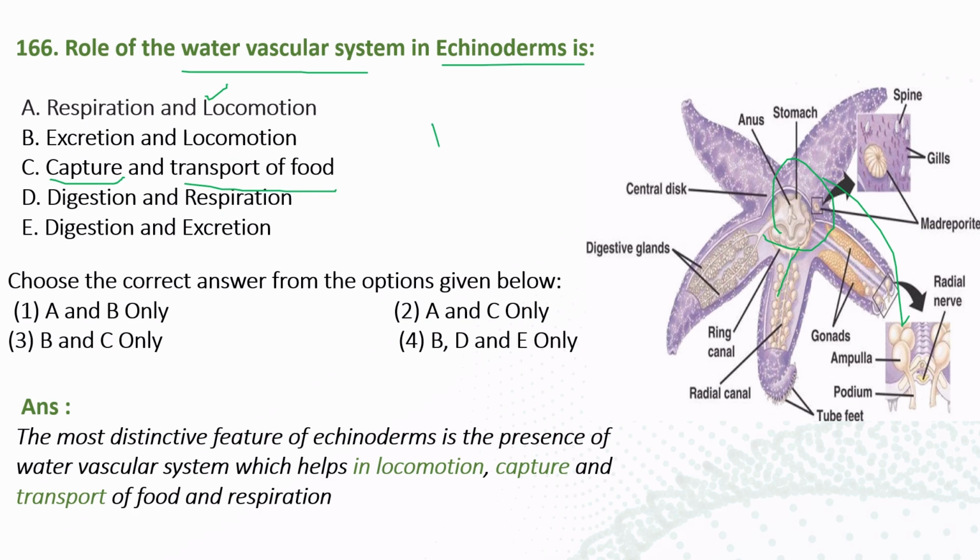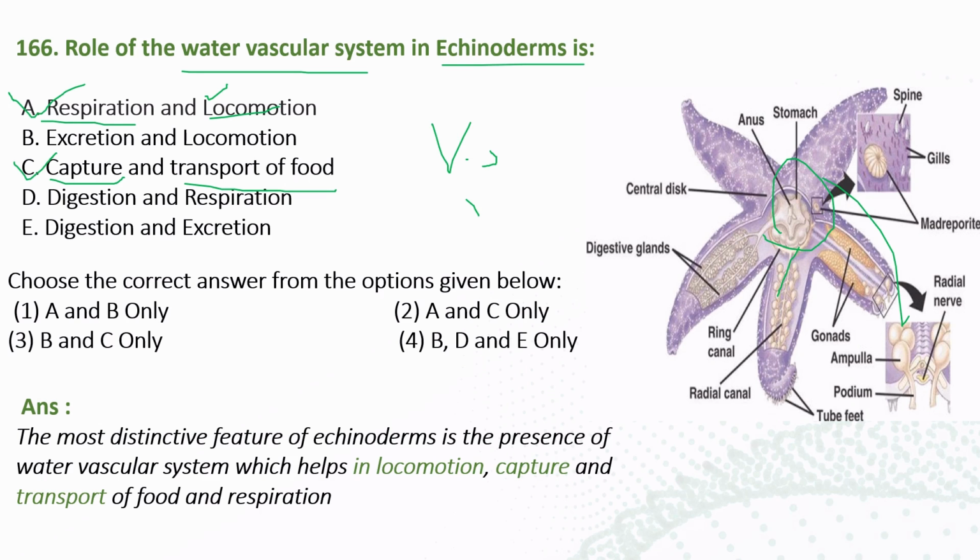Why? Because we know that the vascular system in plants, like xylem and phloem, transfers water and food materials throughout the body. Like that, in humans we have the blood vascular system. Like that, in the starfish also you have this water vascular system, which will supply the food throughout its body. So here it is helpful for capture and transfer of food, and locomotion, and sometimes respiration also.